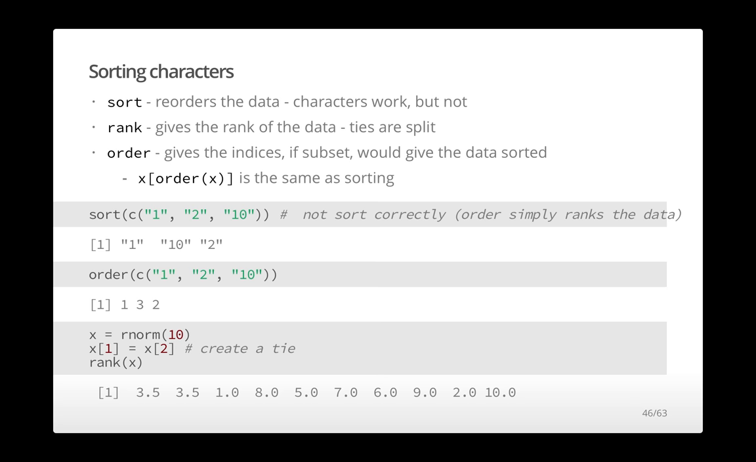So all I'm saying is order I don't really use anymore, at least with respect to data sets, because I use arrange. Sort I still use on vectors, especially when I'm using sort and unique together. So sometimes I want to see what are the unique levels or what are the unique values of a character vector, and then I want to sort them so I can see them alphabetically. And then rank, sometimes you want to rank things based on some criteria.